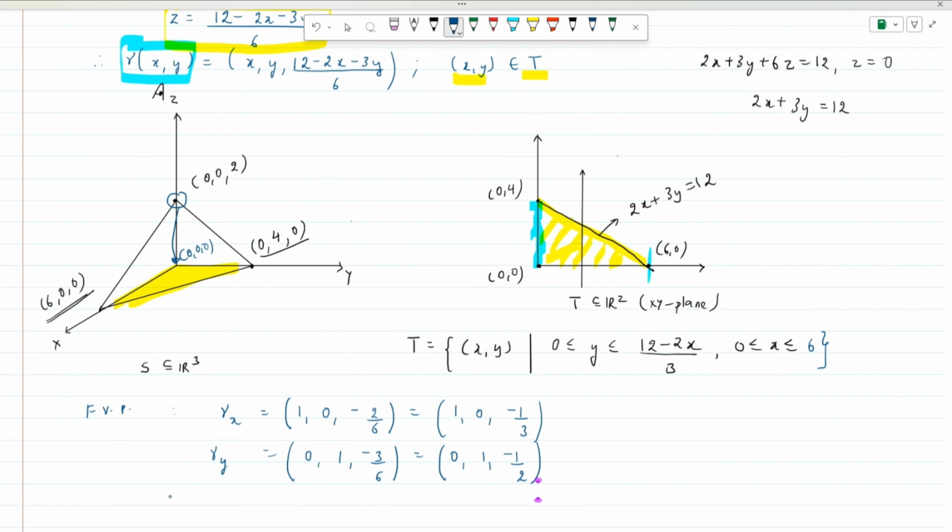For the next part, we are going to take the vector product, or the cross product, of these two. So for that, we will take the help of the determinant. We'll have the first row as the unit vectors i, j, k.